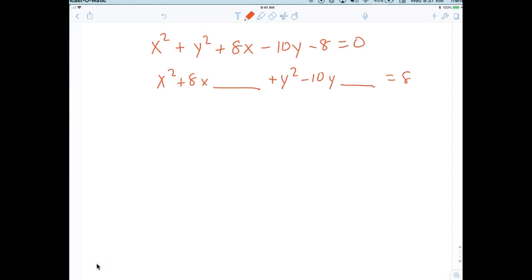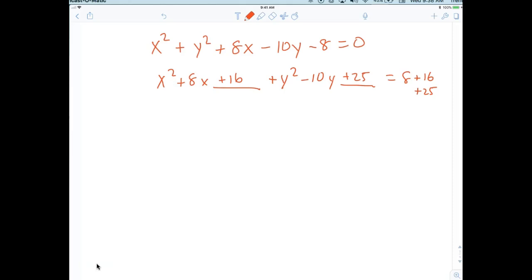Now from there, you're supposed to recall you're taking half of the middle term, which is 4, and then squaring it, which is 16. So this would be plus 16 plus 16. And then we're taking half of 10 and squaring it, which is 25. So plus 25 plus 25.